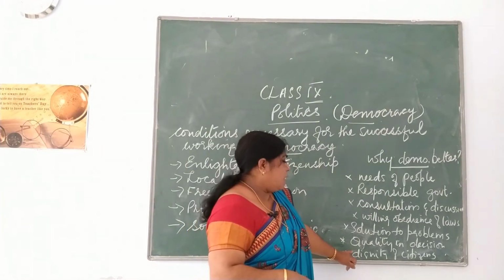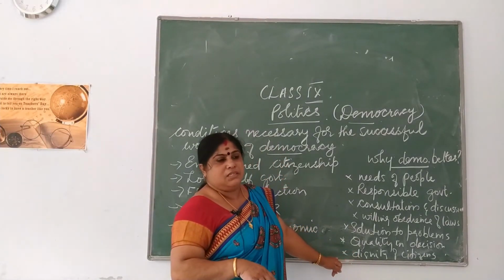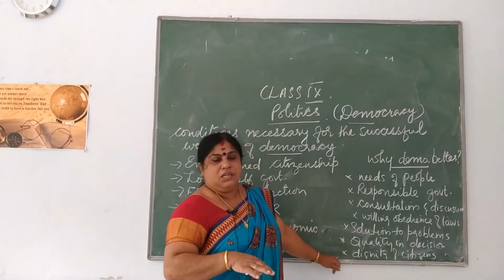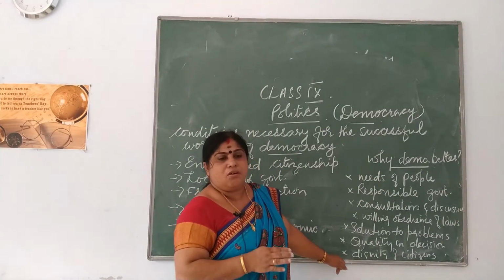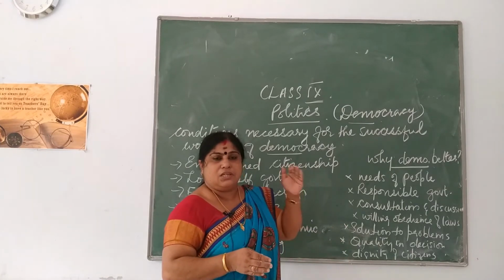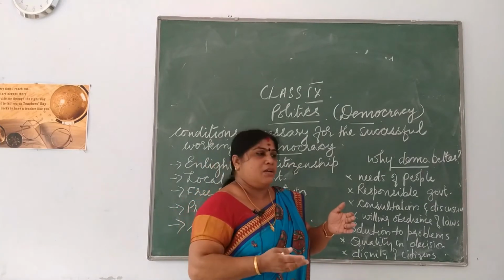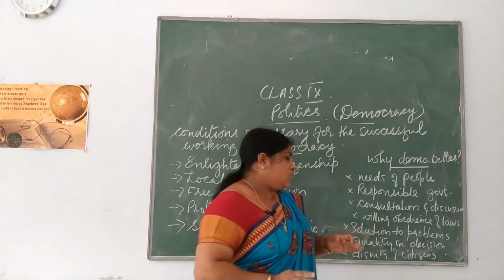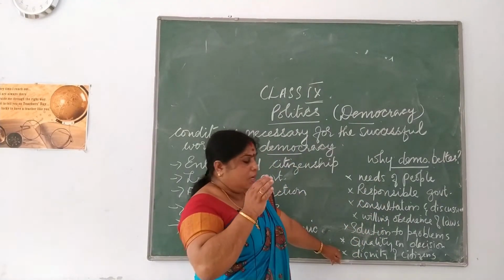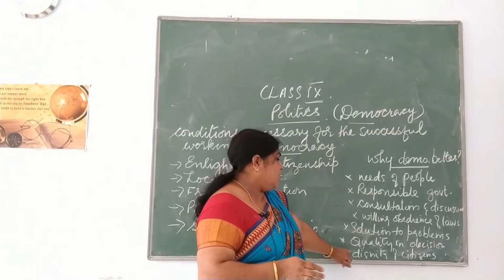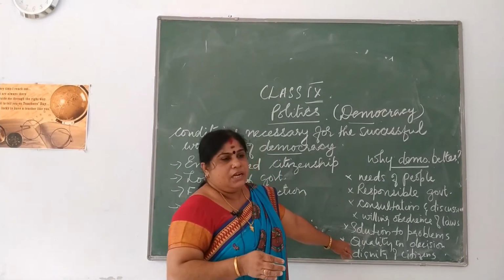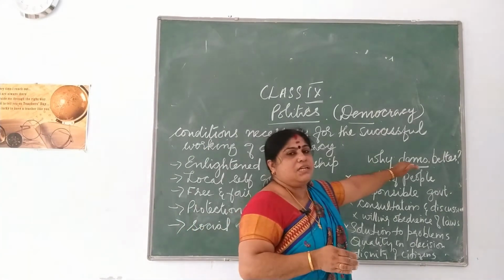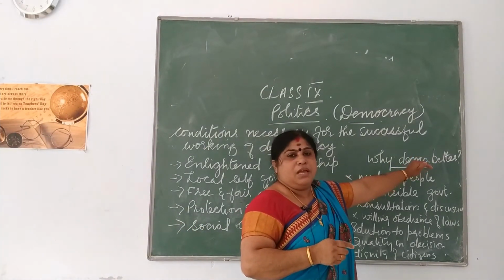Now, it always upholds the dignity of citizens. In a democratic form of government, each and every person is treated as equal without any discrimination, whether he is rich or poor, whether he is a man or woman, whether he is from an upper caste or a lower caste. There is no such discrimination. It always keeps the dignity of each and every citizen living in a democracy. So because of all these features, democracy is considered the best form of government.